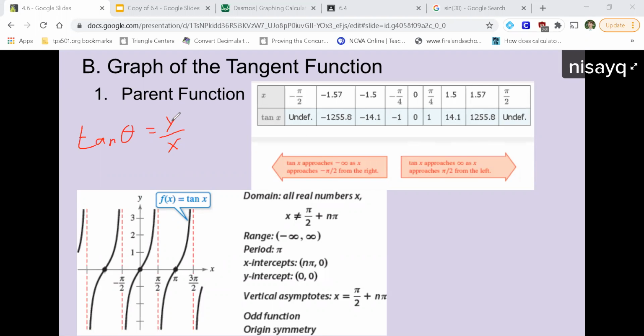If we look at when the numerator is 0, the numerator is 0 at 0 degrees and 180 degrees. Whenever your angle is on the x-axis, you have a y value of 0. So that'll happen every pi units. And 0 divided by anything is just 0. So every pi units, we get an x-intercept of 0.